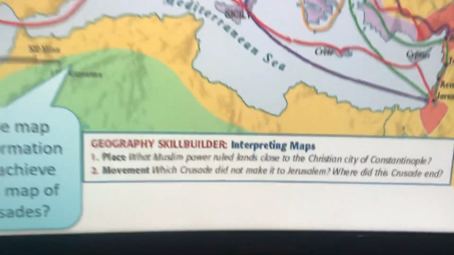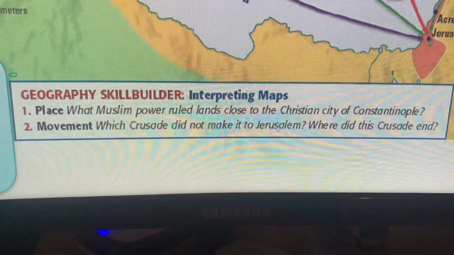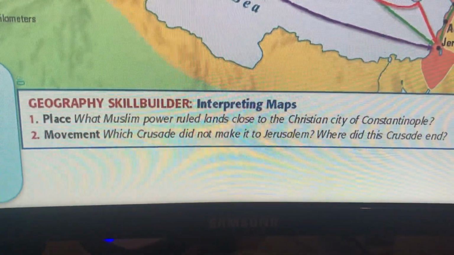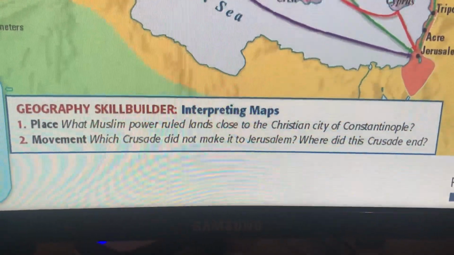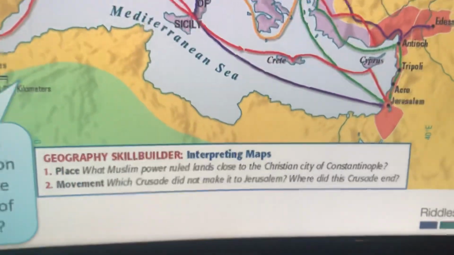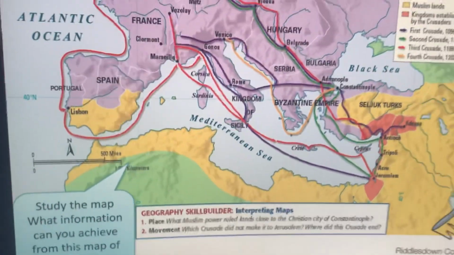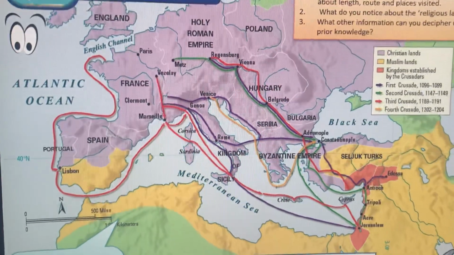If you have a look down the bottom, you can see some geography skill work: what Muslim power ruled lands close to the Christian city of Constantinople, which crusade did not make it to Jerusalem, and where did the crusade end? So when you look at this map, you should be able to work out some information.